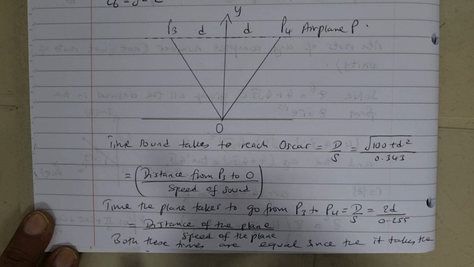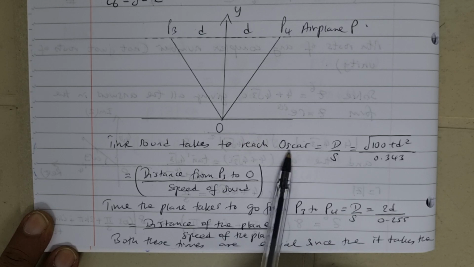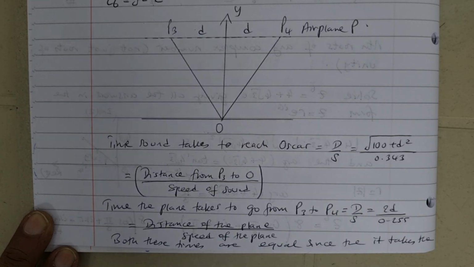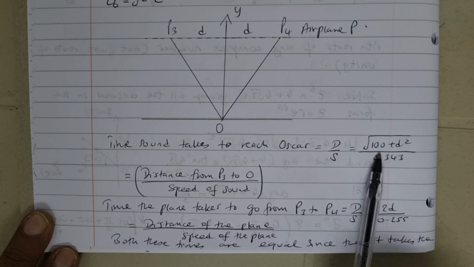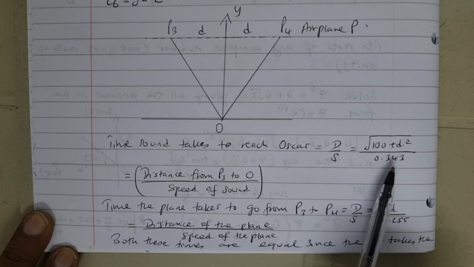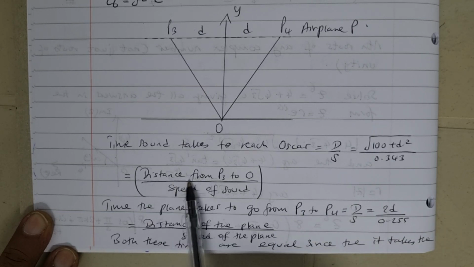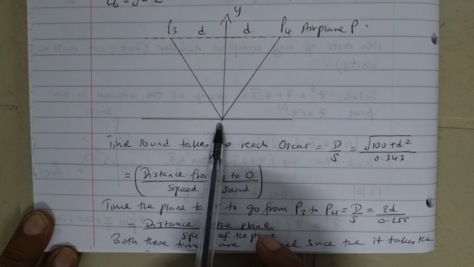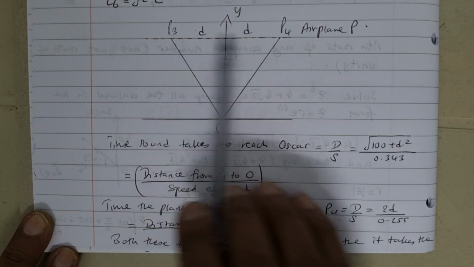The way I'm going to explain this is very easy. We're going to look at the time the sound takes to reach Oscar, and we just said that it was the distance divided by the speed of sound, which is the square root of 100 plus d squared, the distance the sound travels, divided by the speed of the sound, which is 0.343. And that is equal to the time for the plane to go from P3 to P4, because when he's standing here, by the time he hears the sound, the plane has already traveled from P3 to P4. So this is equal to that.